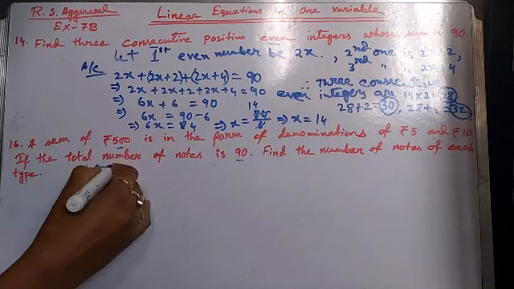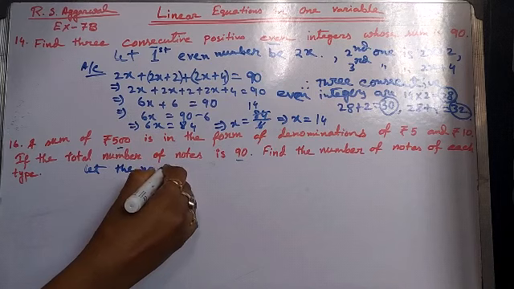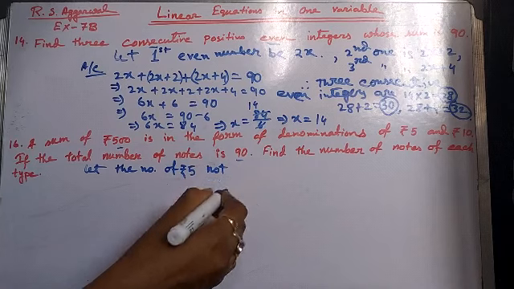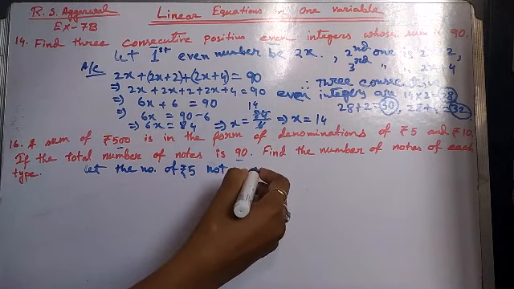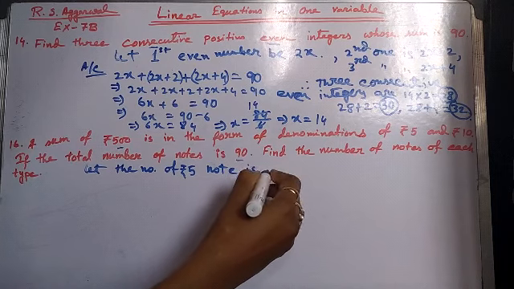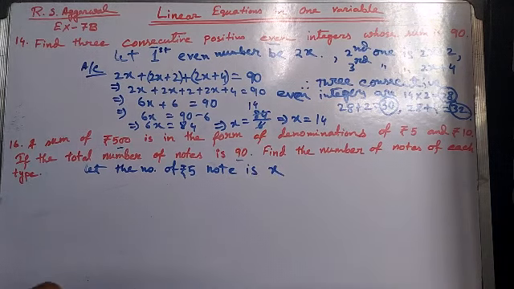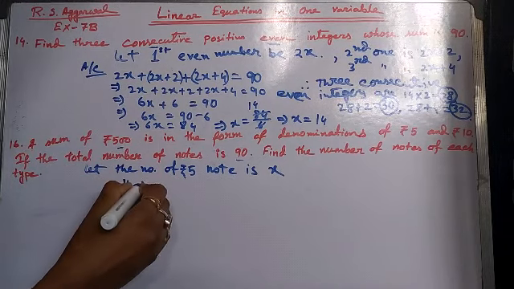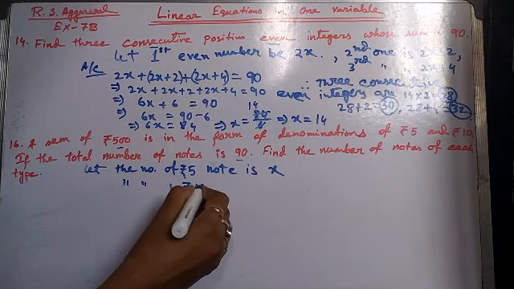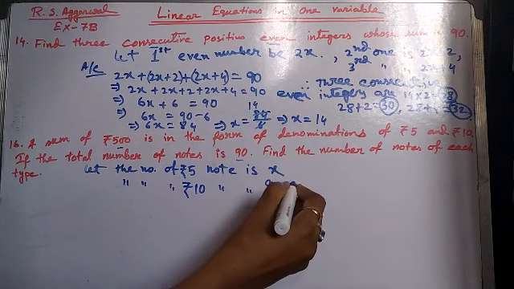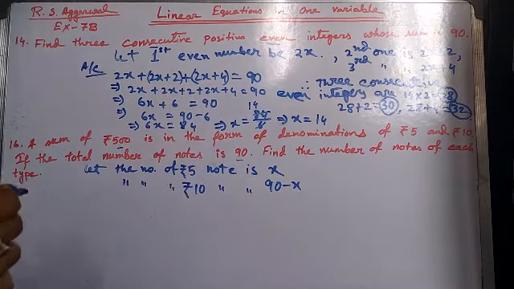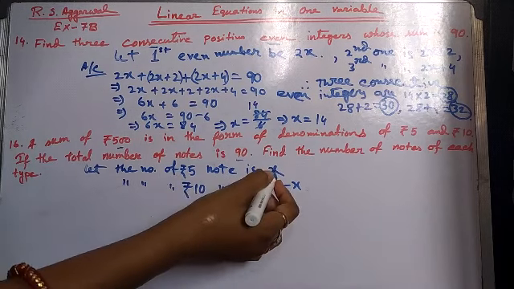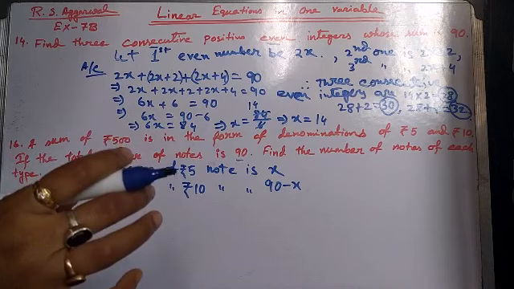Let the number of 5 rupee notes be x. The number of 10 rupee notes is 90 minus x, because the total number of notes is 90. That means if the 5 rupee notes are x, then the 10 rupee notes are 90 minus x.